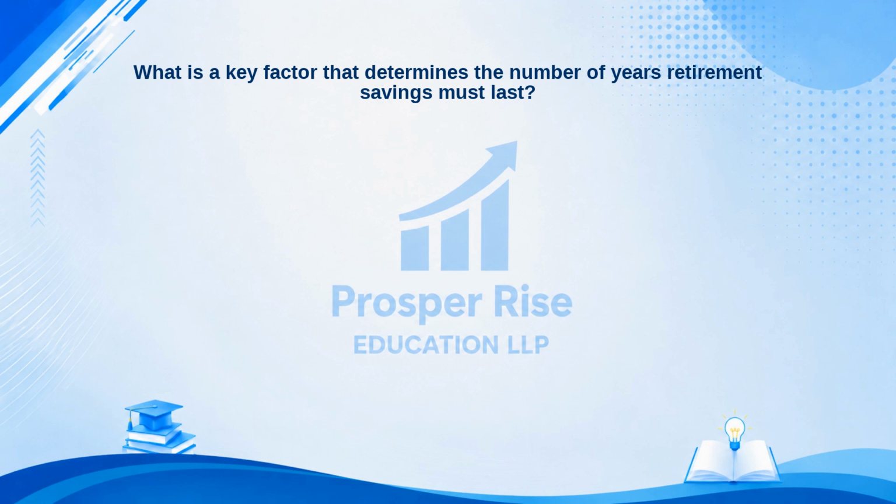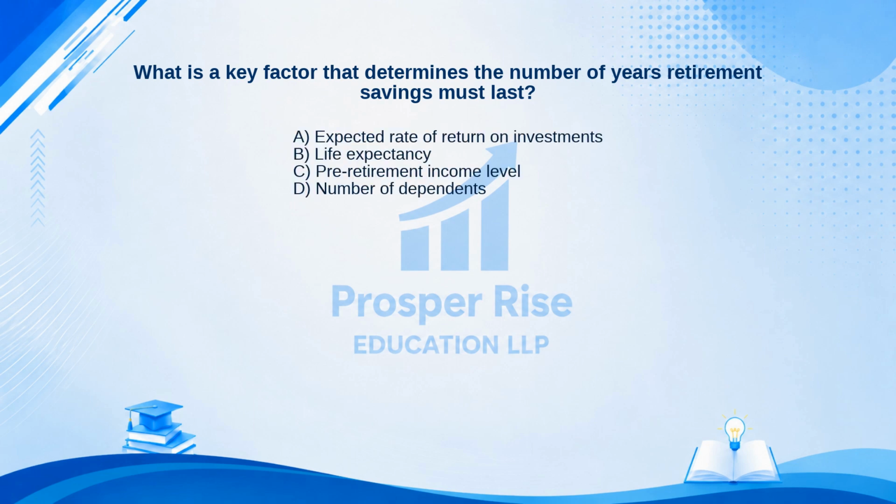What is a key factor that determines the number of years retirement savings must last? Here are your options. A. Expected rate of return on investments. B. Life expectancy. C. Pre-retirement income level. Or D. Number of dependents.